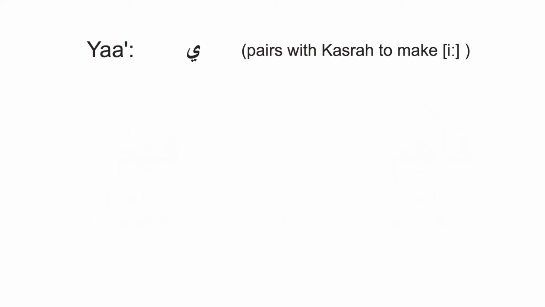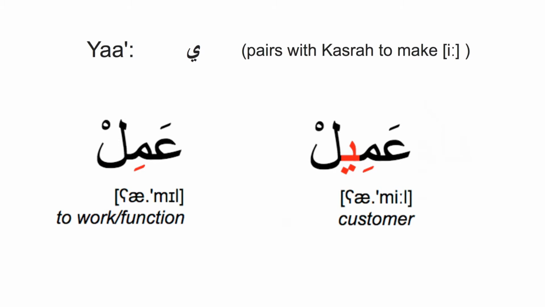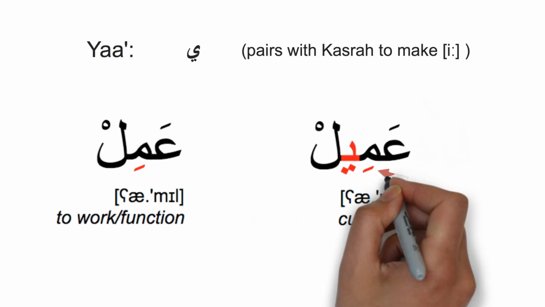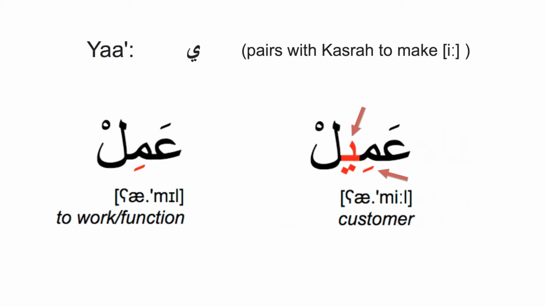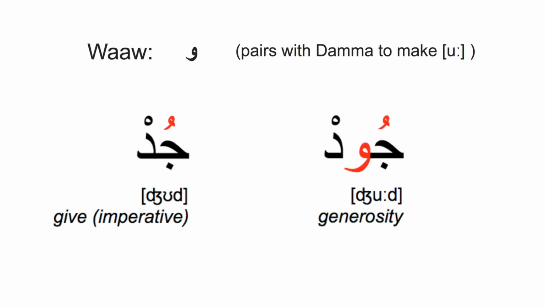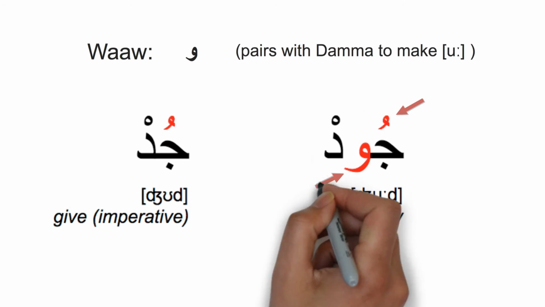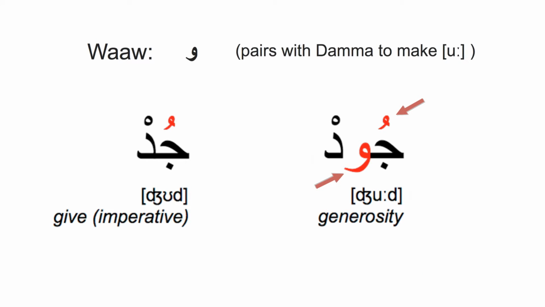It works the same for the other two long vowels. For E, instead of fatha and alif, you're using kasra and ya. So here's amil and amil with a long E sound. And you can see the kasra followed by an unmarked ya in the second word. And for long U, you'll use dhamma and waw. So here's jud and jud with a long U sound. And you can see the dhamma followed by an unmarked waw in jud.